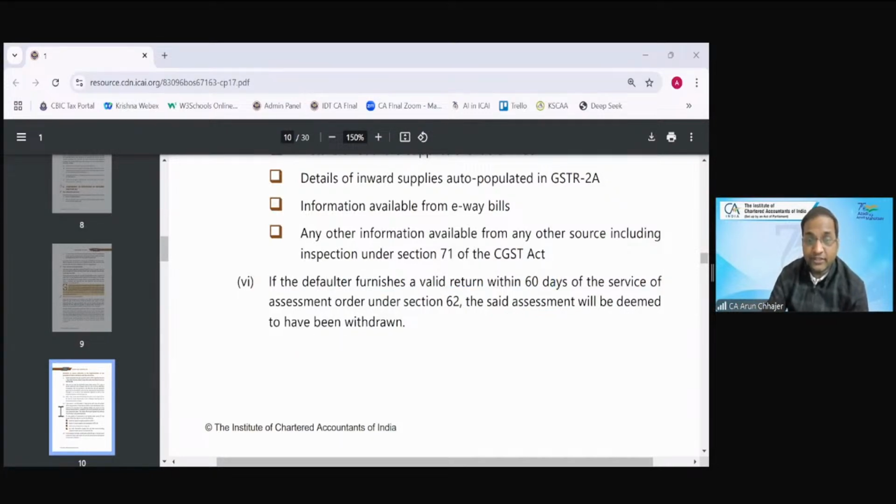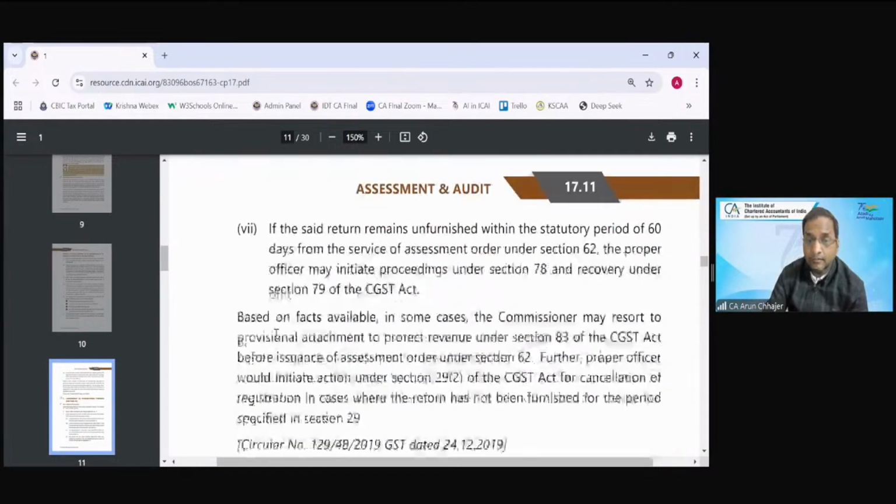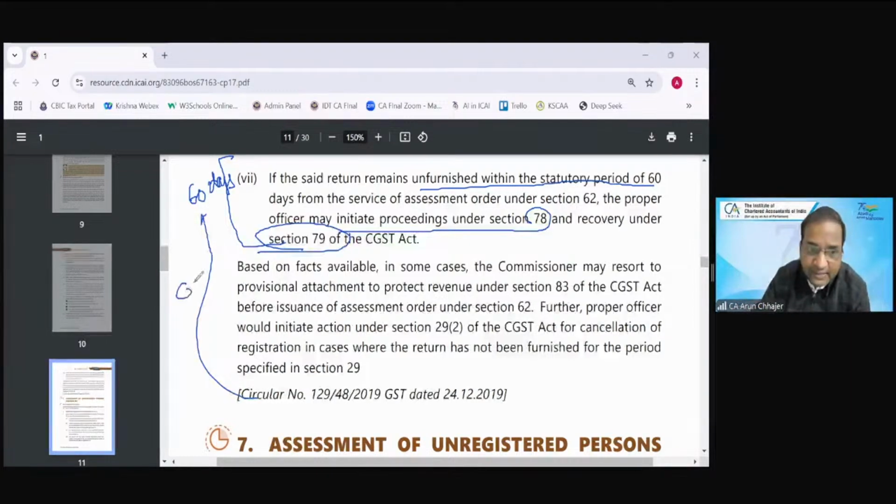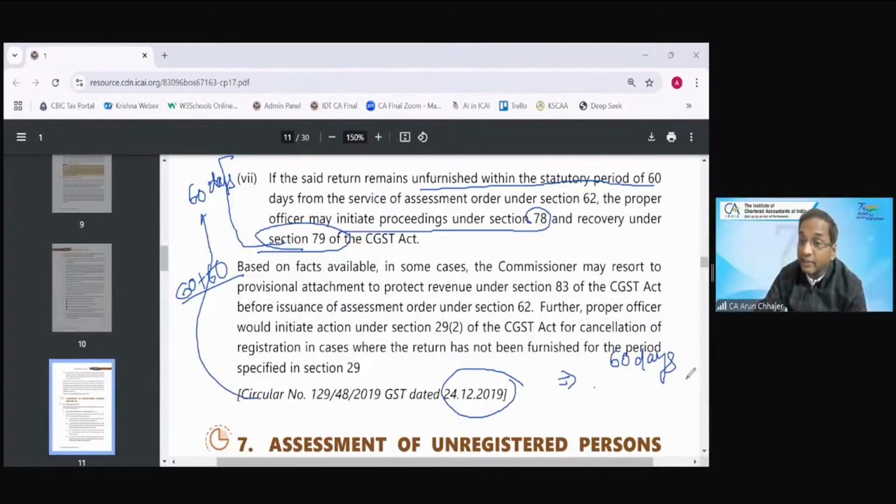Now, might be there would be one more question, sir. Let me read this. The said return remains unfurnished within the statutory time period of 60 days. The officer may initiate the proceeding under section 78, recovery under section 79. Now, one confusion which might be there, sir, here in the guidelines circular they have given only 60 days. But when we have read the provisions, it was asking for 60 plus 60. The reason was when the circular was issued, at that point of time the limit was 60 days only. But later on, the law has been amended and they have given the additional 60 days with the additional late fees of rupees 100 per day.